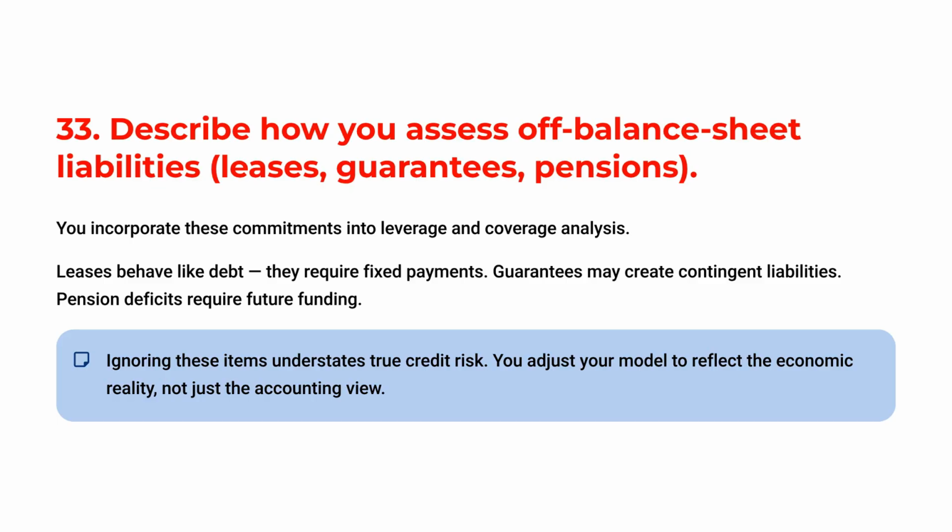Describe how you assess off-balance sheet liabilities, leases, guarantees, pensions. You incorporate these commitments into leverage and coverage analysis. Leases behave like debt. They require fixed payments. Guarantees may create contingent liabilities. Pension deficits require future funding. Ignoring these items understates true credit risk. You adjust your model to reflect the economic reality, not just the accounting view.